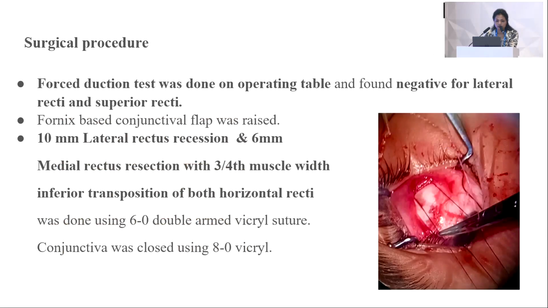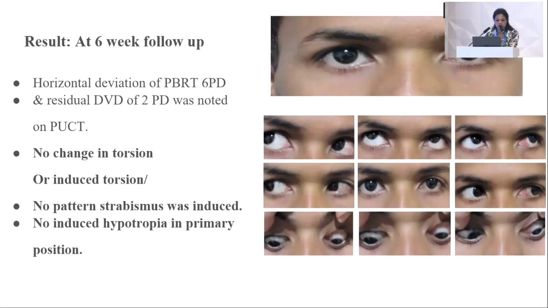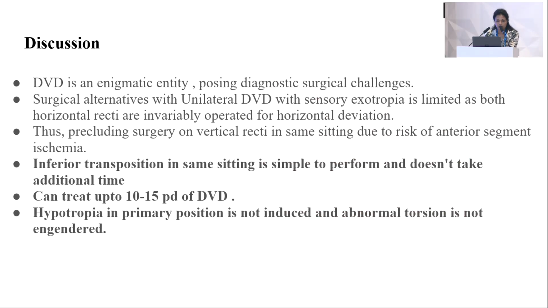Surgical procedure done. Force reduction test was done on operating table and found negative for LR and SR. 10 millimeters LR recession and 6 mm MR resection with 3/4 muscle width inferior transposition of both horizontal recti was done. This is a result at 6-week post-op. There was minimal residual horizontal deviation and residual DVD after the surgery. There was no change in torsion, no induced torsion, no pattern strabismus was induced, no induced hypotropia in primary position.